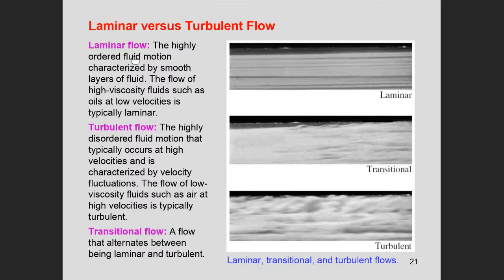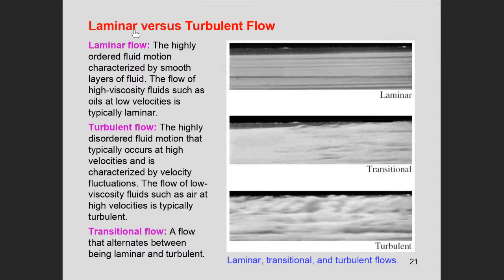So in scientific terms, we describe laminar flow as highly ordered fluid motion, characterized by smooth layers of fluid. The flow of highly viscous fluids such as oil at low velocities is typically laminar. Turbulent flow alternates between, turbulent is the highly disordered fluid motion that is three-dimensional, random, typically occurs at high velocity and is characterized by velocity fluctuations. The flow of low viscosity fluids such as air at high velocities is typically turbulent.